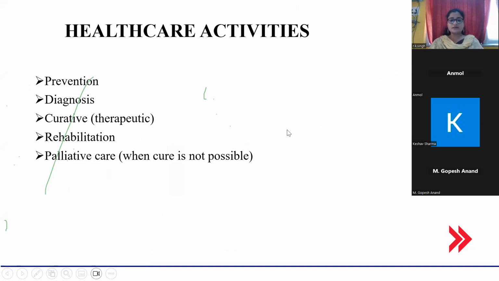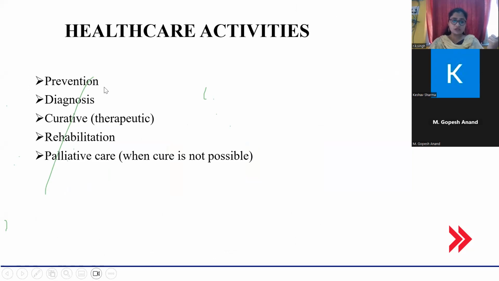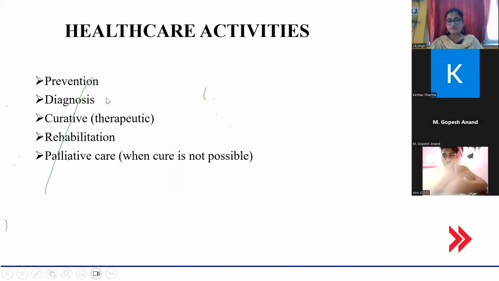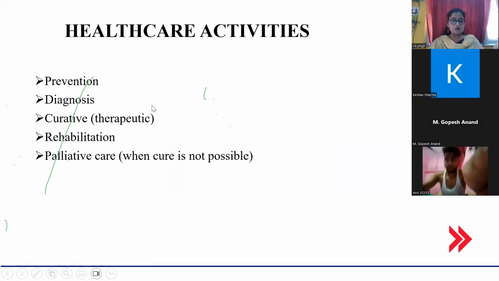Now, what are the different healthcare activities, the major healthcare activities or sectors where we can actually use or apply these medical devices and diagnostics? Firstly, it will include obviously prevention of any particular disease, diagnosis of any particular condition, therapeutic purposes, obviously, then also for rehabilitation, and for palliative care. Now, what is actually palliative care?